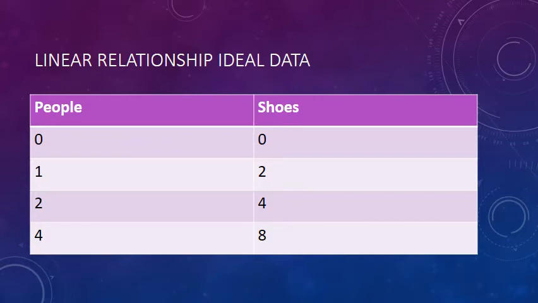If I made a data table with some perfect data showing a linear relationship, it might look something like this, right? No people, no shoes. One person, 2 shoes. If I double the number of people, I go from 1 to 2, I'm going to double the number of shoes, right? If I quadruple the number of people from 1 to 4, I'm going to quadruple the number of shoes as well. So this is kind of like a perfect ideal world data set for linear data.